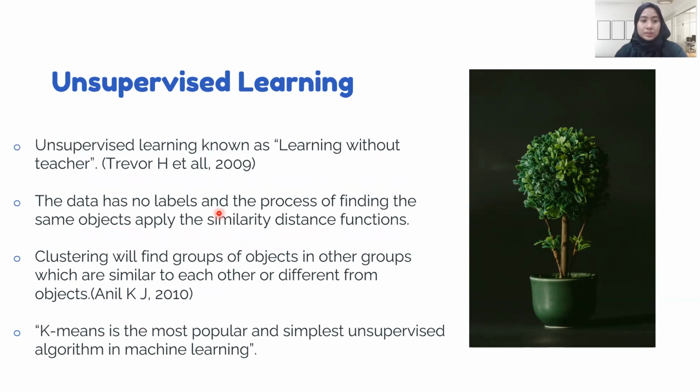Okay, next is unsupervised learning. It is known as learning without a teacher. So the data has no labels and the process of finding similar objects applies similarity distance functions. It is also known as clustering. So clustering will find groups of objects where objects in a group are similar to each other and different from objects in other groups. Okay, so this study uses K-means. K-means is the most popular and simplest unsupervised algorithm in machine learning.